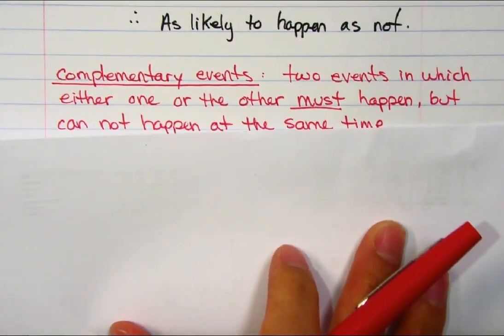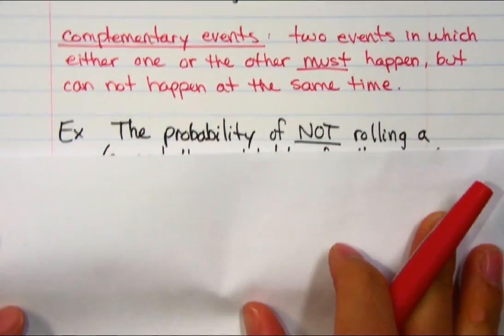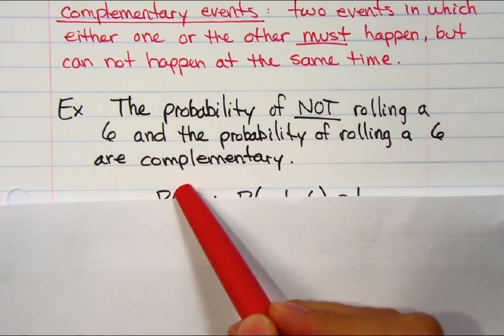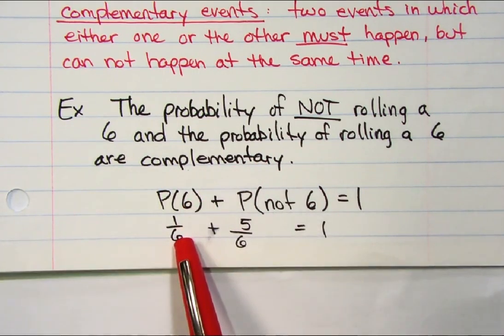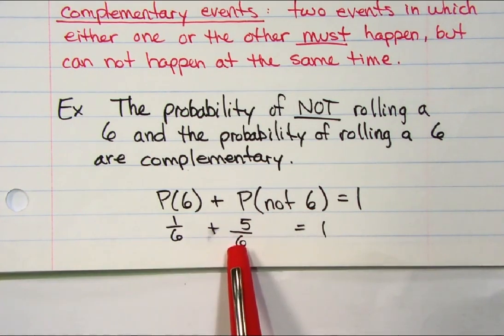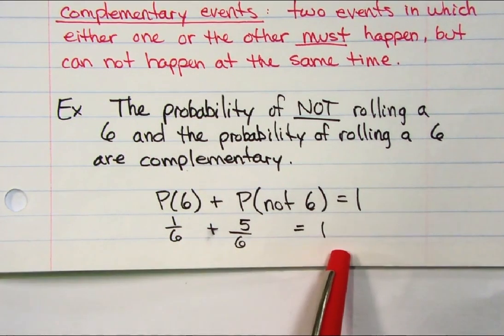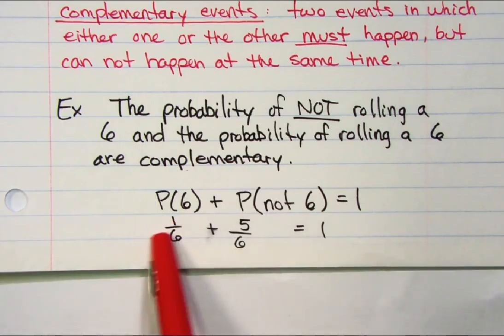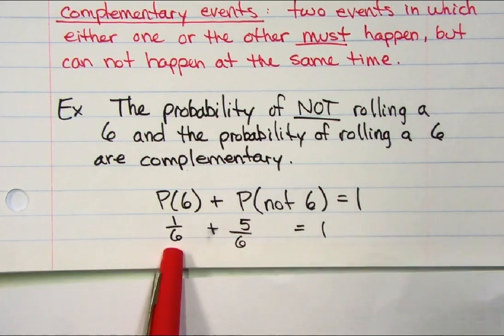Okay, and that brings us to our next and the final word here, complementary events. 2 events in which either one or the other must happen, but cannot happen at the same time. So let's look at an example. What's the probability of not rolling a 6 and the probability of rolling a 6? So those 2 together are called complementary because the probability of rolling a 6 is 1 out of 6. The probability of not rolling a 6 is 5 out of 6. These are all the no's. So together, they're complementary events because that's going to equal 100%. If you say, hey, what's the probability of rolling a 6 or not rolling a 6? Well, I cover all my bases, both of them, so it's going to be 100%. So these are considered complementary events.